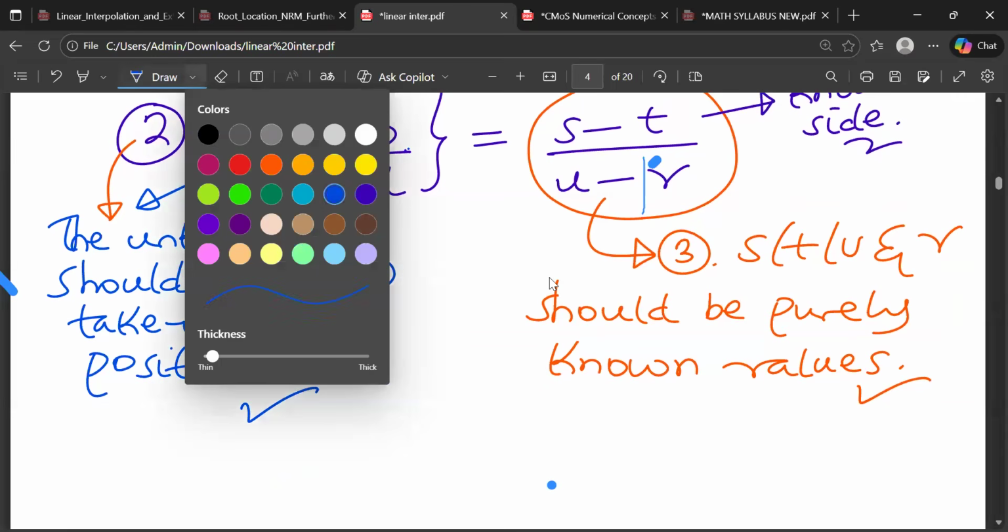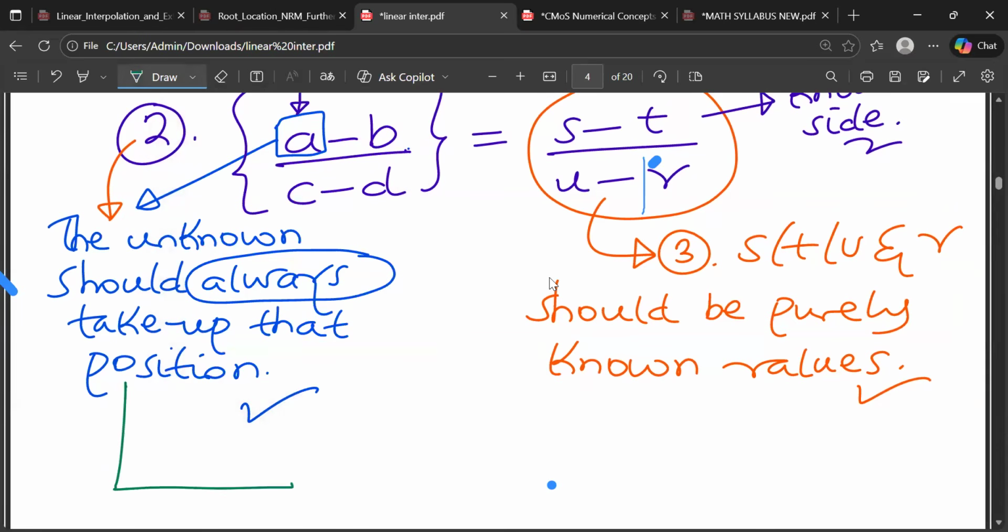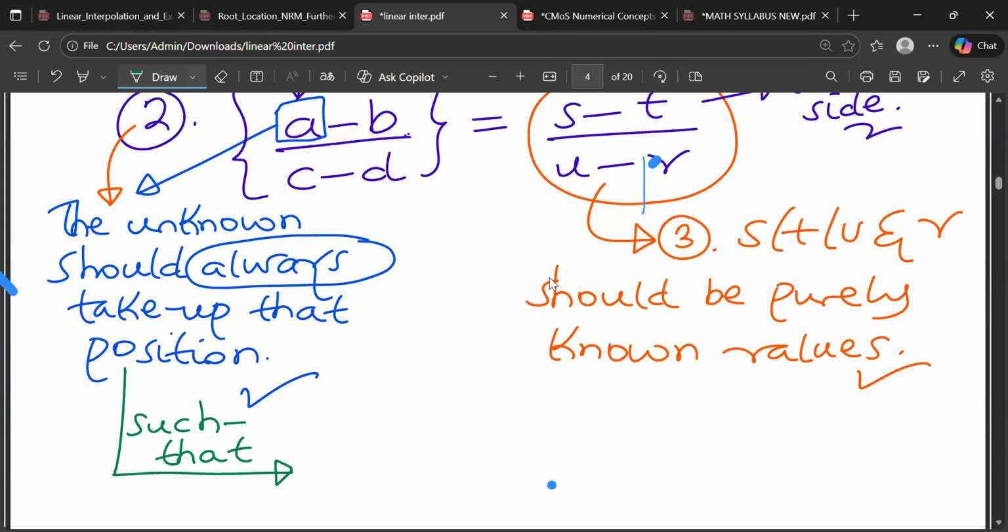So someone may ask, why are we really doing this? Why are we considering the unknown to take only that position? Why are we really making the A the only unknown? I'll tell you. If we are to get the A, I want you to look here. Do you realize that if you're to get the A, this is what you do?